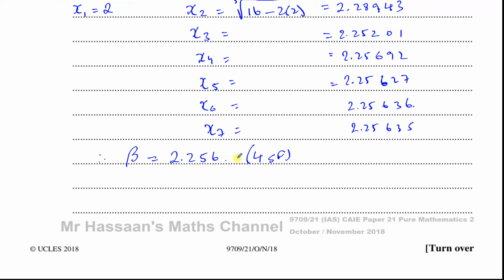And if you want to justify that this is the solution correct to 4 significant figures, what we can do is take the upper bound and lower bound of this value. The upper bound is 2.2565, and the lower bound will be 2.2555. Those are the upper bound and lower bound of this number here. So basically, this number here is 2.256, and this is 2.2565, and this is 2.2555.